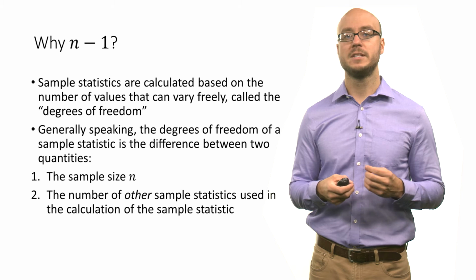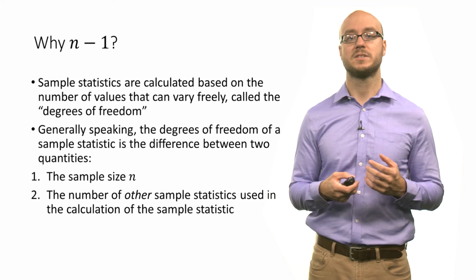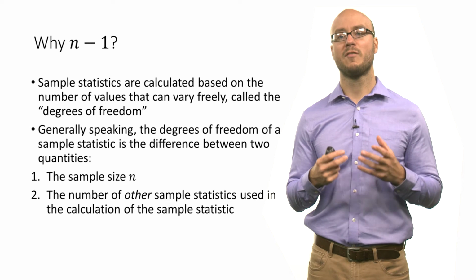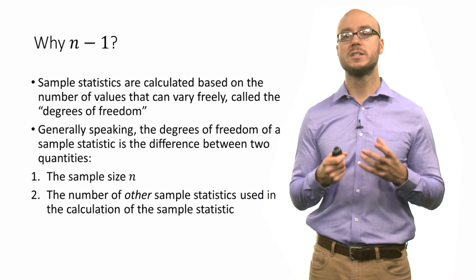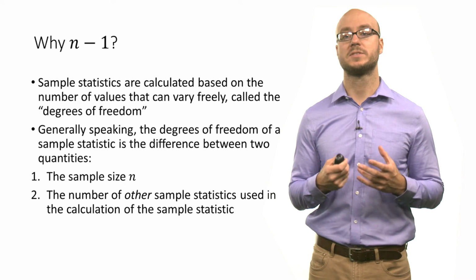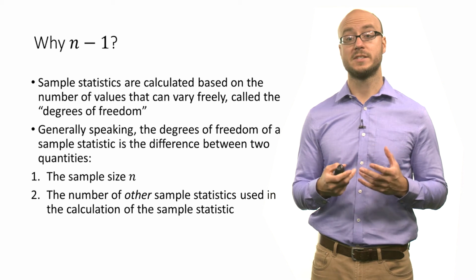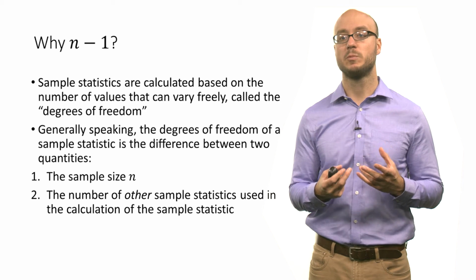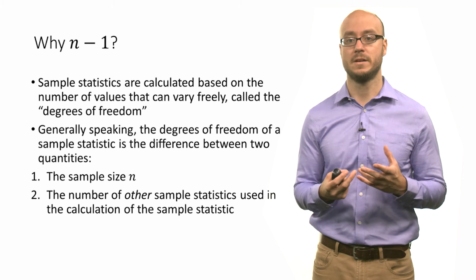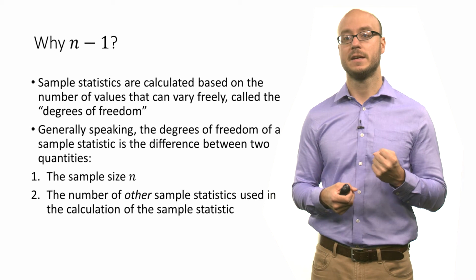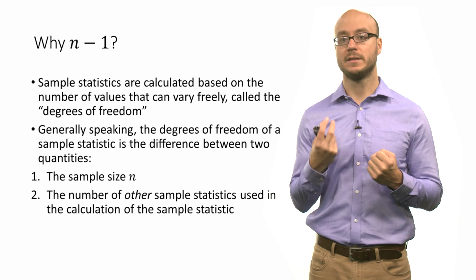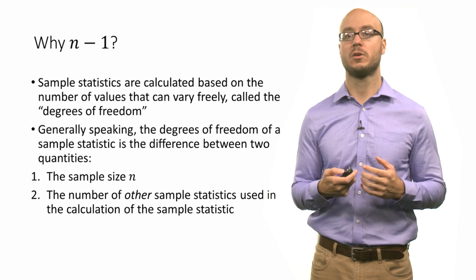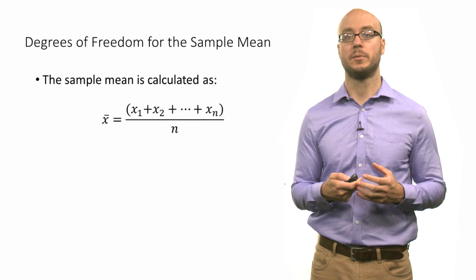In general, the degrees of freedom associated with a sample statistic is the difference between the sample size n and the number of other sample statistics used in the calculation of the sample statistic of interest. So in this case, the sample statistic of interest is the variance. But to calculate the sample variance, we must use the sample mean. So the sample size is n, and we use one sample statistic, the sample mean, to calculate the sample variance. So we have a value of n minus 1 for the degrees of freedom.